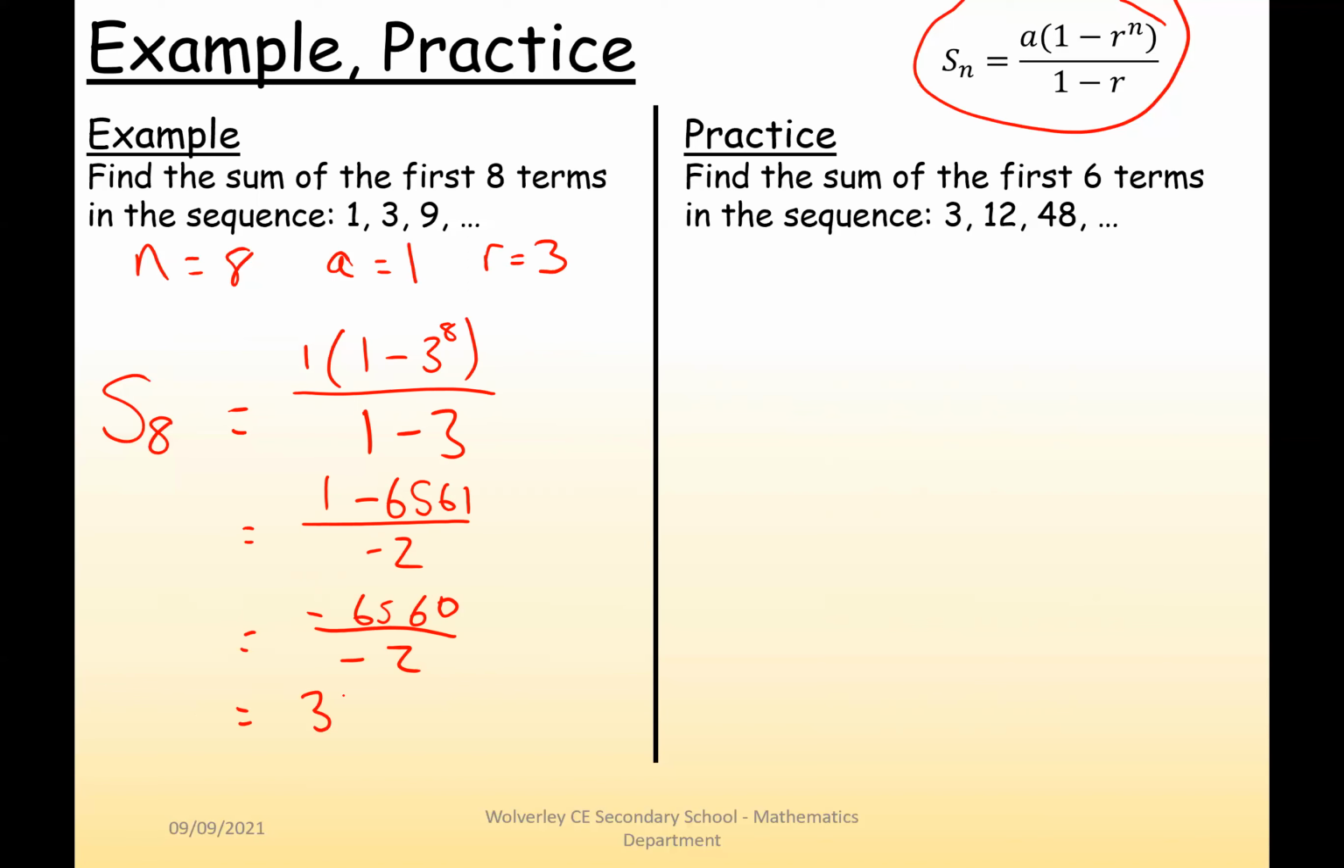To be honest, 8 terms, again, we're expecting it to be in the thousands. We're multiplying by 3 every time, so it's going to be getting quite big quite quickly. Right, pause the video, have a go at the practice one. Press play when you're ready to go through it.